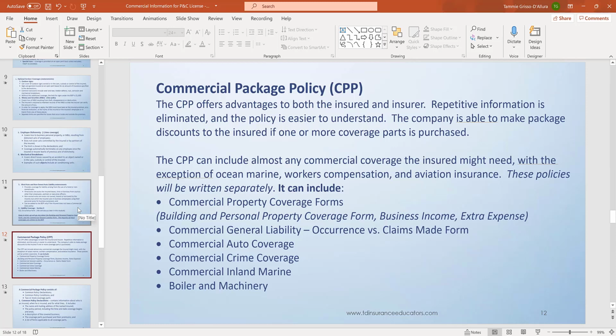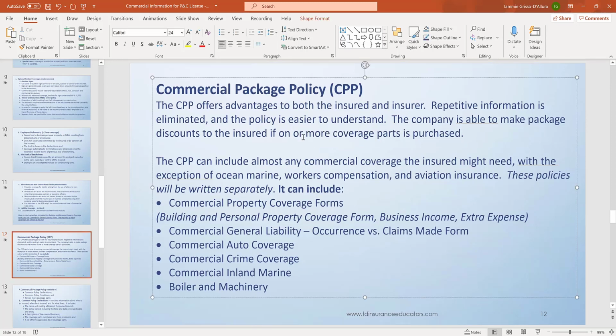Now, if we have a restaurant and they serve a lot of alcohol, of course, we can't put them on a BOP, so we'll put them on a CPP. With a CPP, we're going to be building a policy one at a time. And you want to have 2 or more of these coverage parts because you'll get some deep discounts if you do. So with the CPP, it is easier to understand. The company can make package policies if 2 or more, if 1 or more of the coverage parts is purchased. And actually that should say 2 or more of the coverage parts are purchased. And then it will have some discounts there.